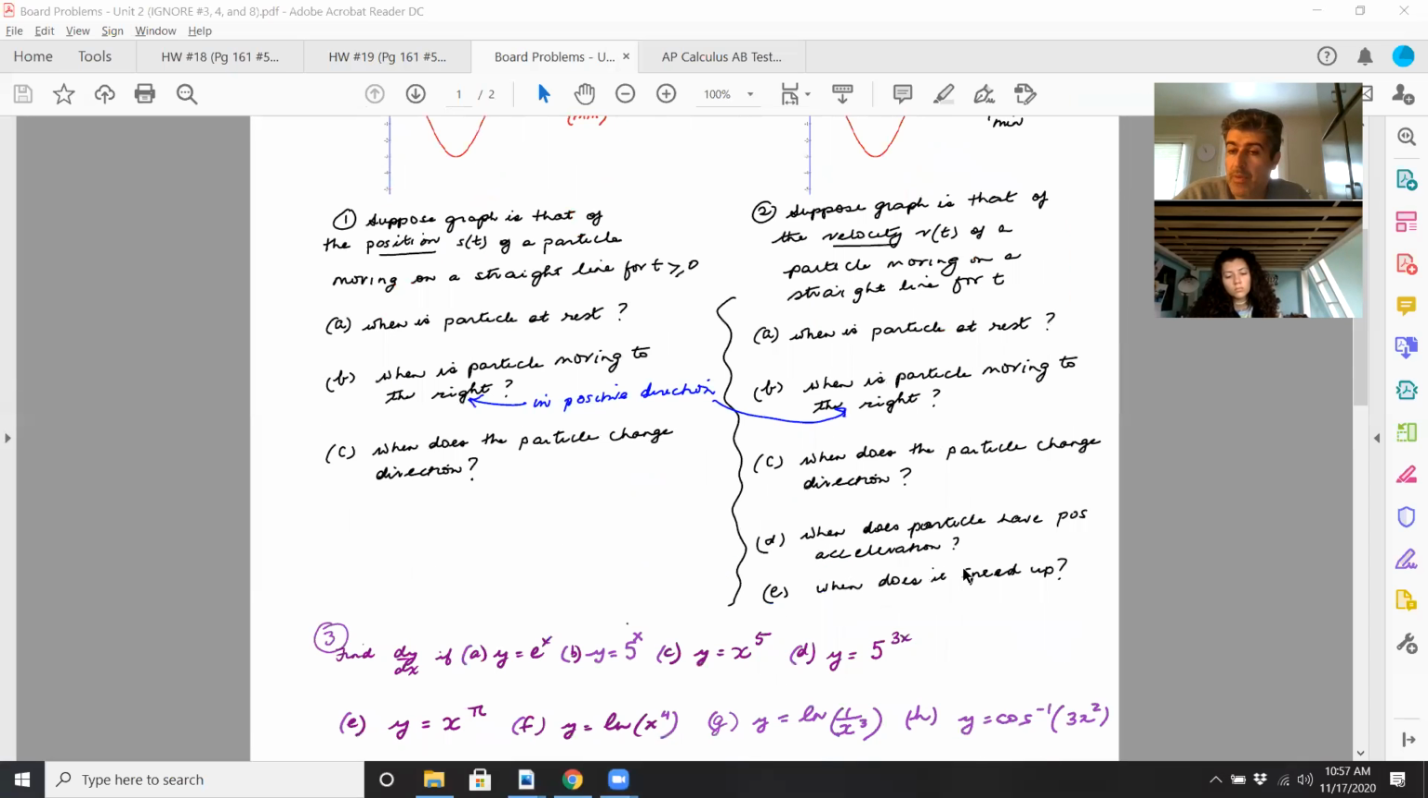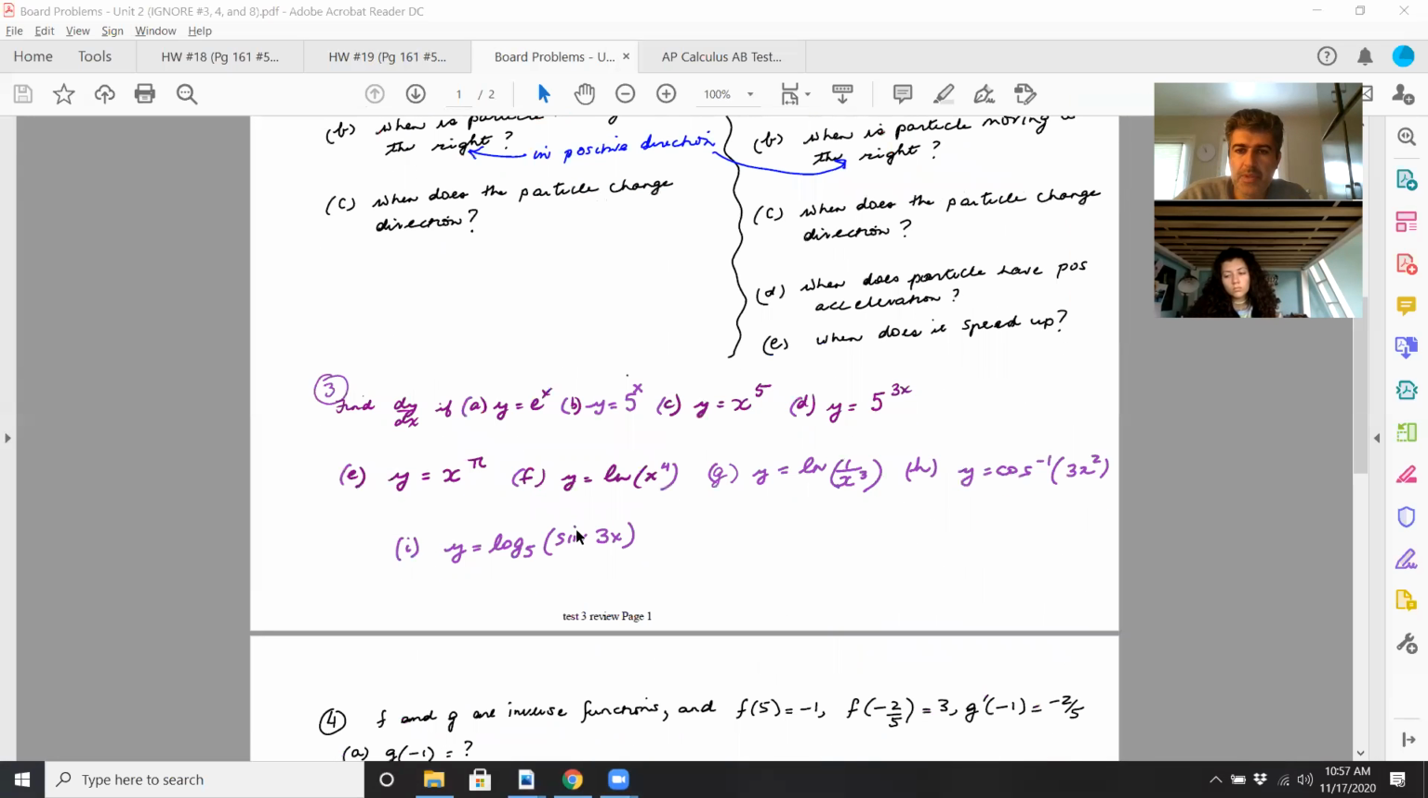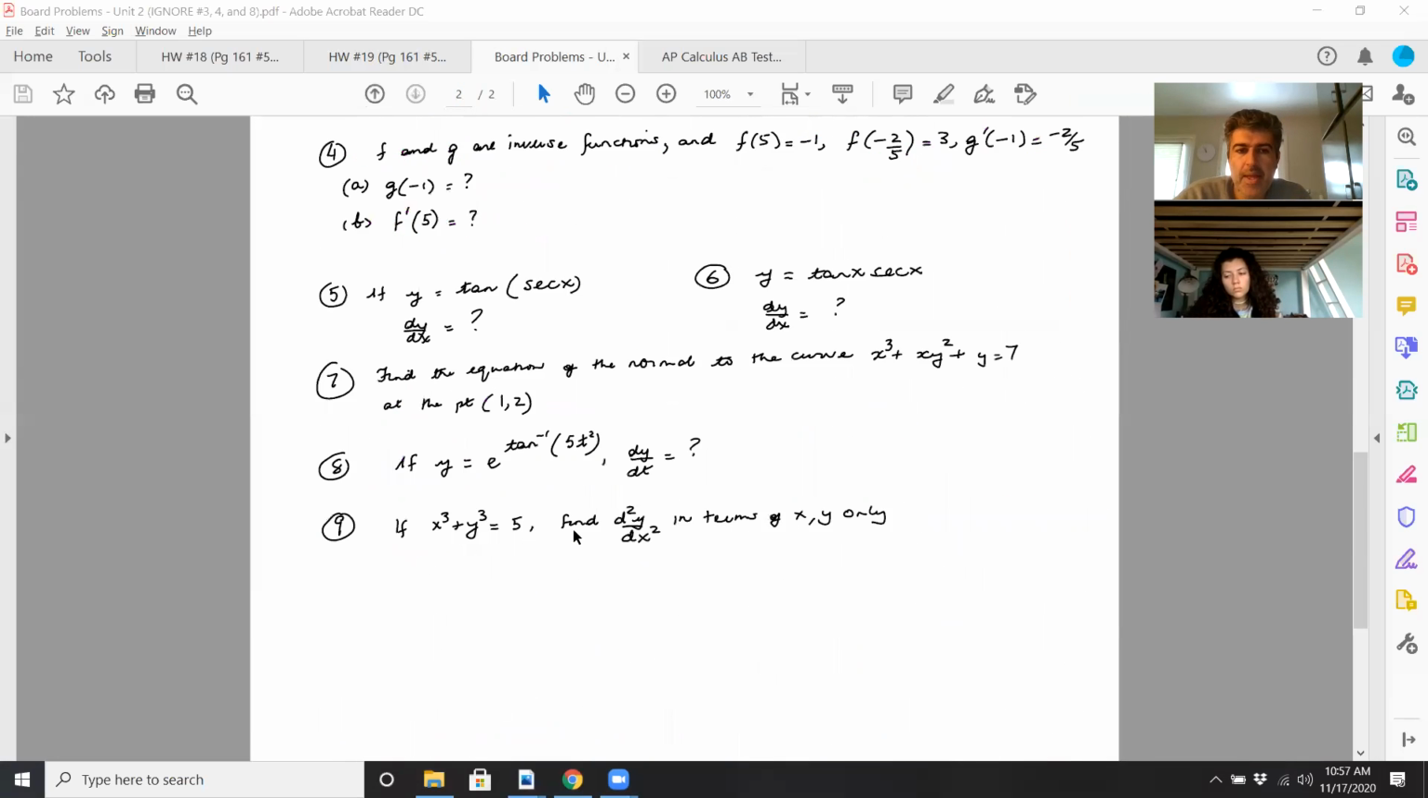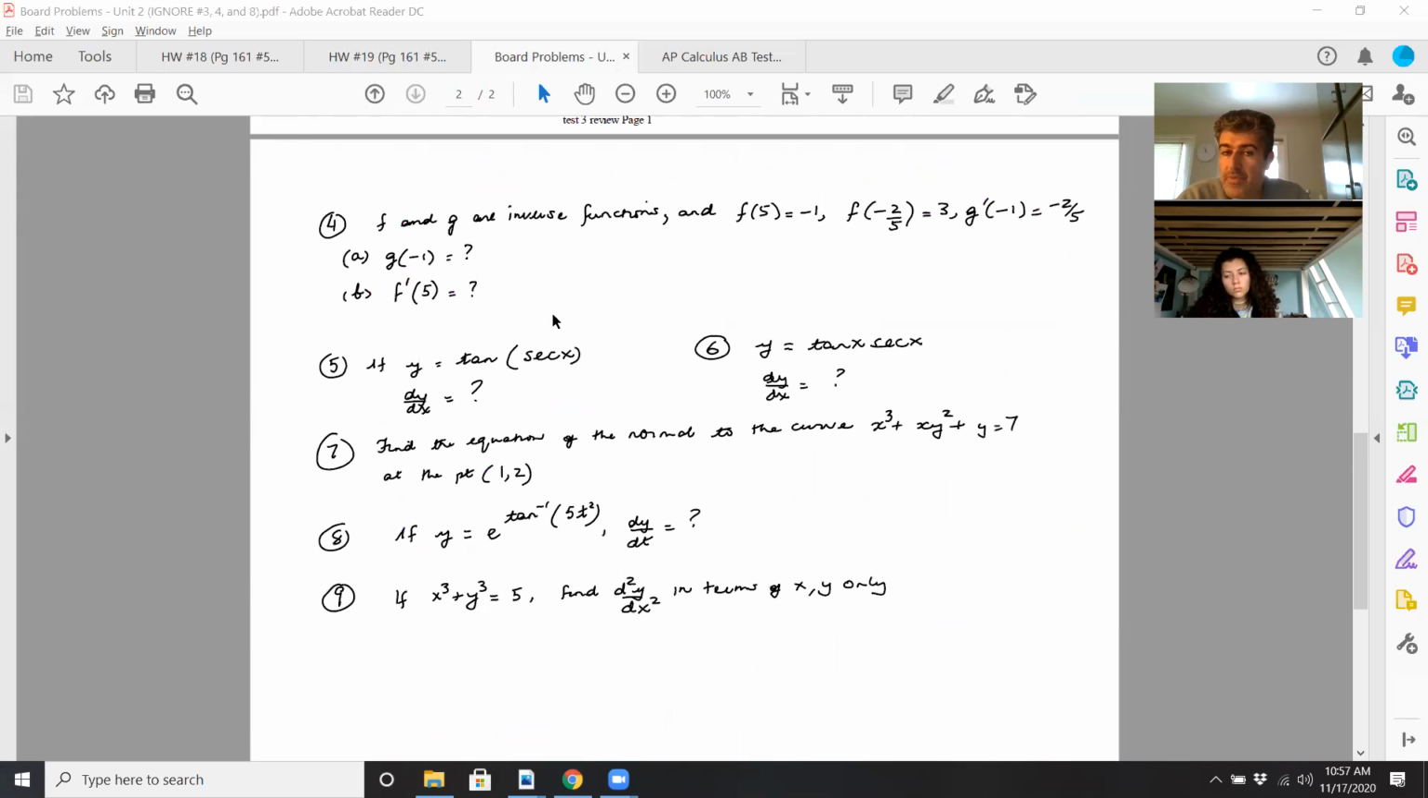Remember, you're speeding up when velocity and acceleration are the same sign, both positive, both negative. You have positive acceleration when the derivative of velocity is positive. We know this, right? 5 and 6 are fair problems. 5 is chain rule. 6 is product rule with the trig derivatives. 7 is implicit, and find the equation of the normal line to the curve. And 9 is more implicit and is the second derivative.